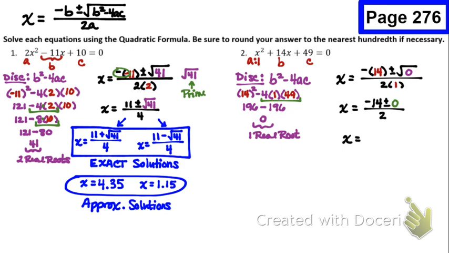So how's this going to simplify then? Negative 14 over 2. What is negative 14 divided by 2? There is my one real solution.